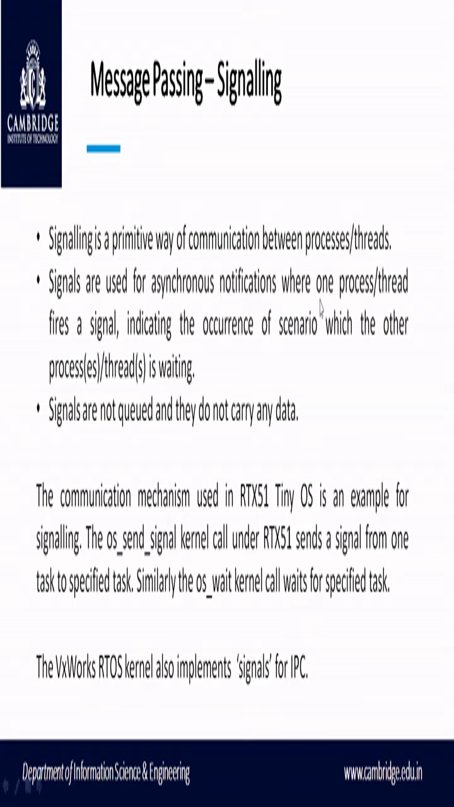Then the third one is message passing by signaling. The third technique is signaling. It is a primitive way of communication between processes and threads, the very old method. Signals are used for asynchronous notification, where one process or thread fires a signal indicating the occurrence of a scenario which the other processes or threads are waiting for. So whichever process wants to communicate with other processes or threads sends a notification by firing a signal.